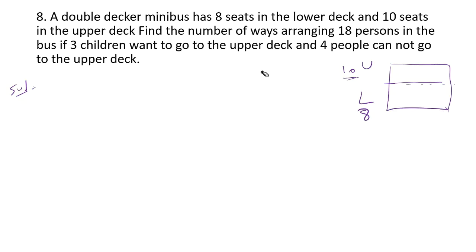The restrictions are, there are 3 children, they want to sit in the upper deck. And there are 4 elderly persons, they cannot climb to the upper deck. So those 4 elderly persons should be accommodated in the lower deck, and those 3 children should be accommodated in the upper deck. So the first thing that you have to do is send these 3 children to the upper deck and 4 people to the lower deck.